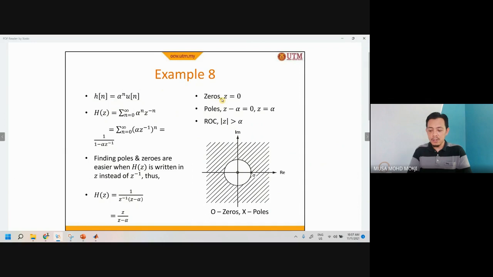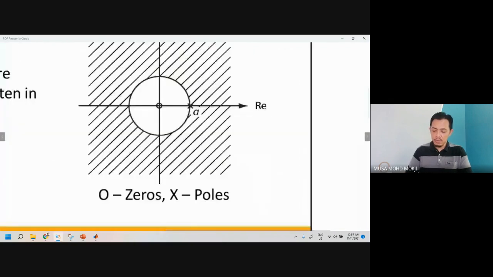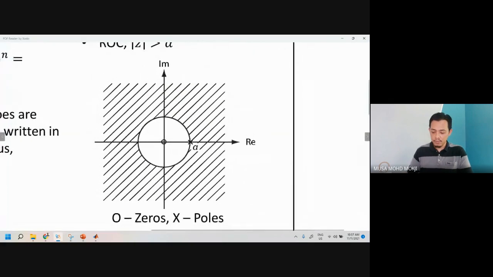So what are the zeros? The zero is z equals 0. We have only 1 root, and we also have 1 root for the poles. And this is how we sketch the poles and zeros. So we have 1 zero at 0, and we have 1 pole at alpha.